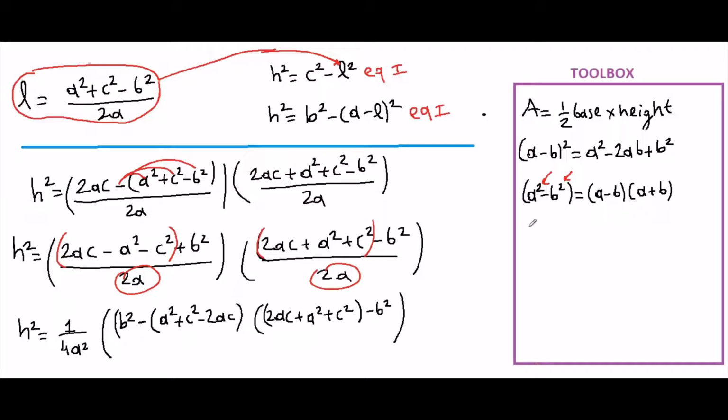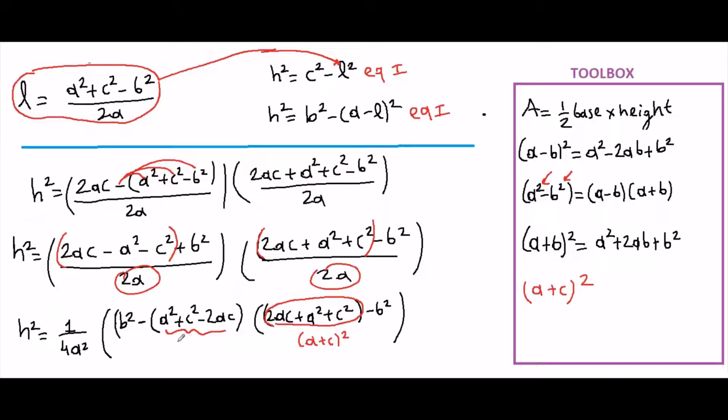Here we're going to use the identity (a plus b) quantity squared is equal to a squared plus 2ab plus b squared, which is this expression. a squared plus 2ac plus c squared is the expression of (a plus c) quantity squared. So instead of this trinomial, we can write (a plus c) quantity squared. And instead of this trinomial, we can use (a minus c) quantity squared, because it is this identity here.